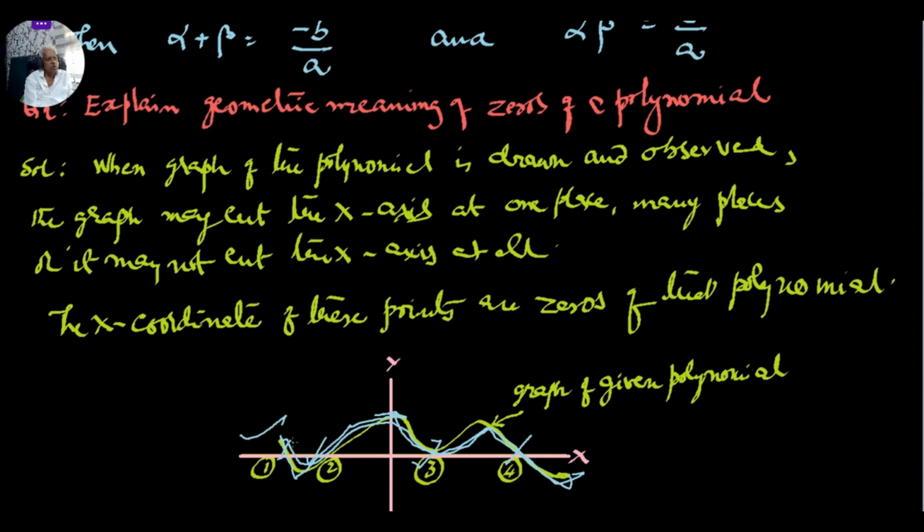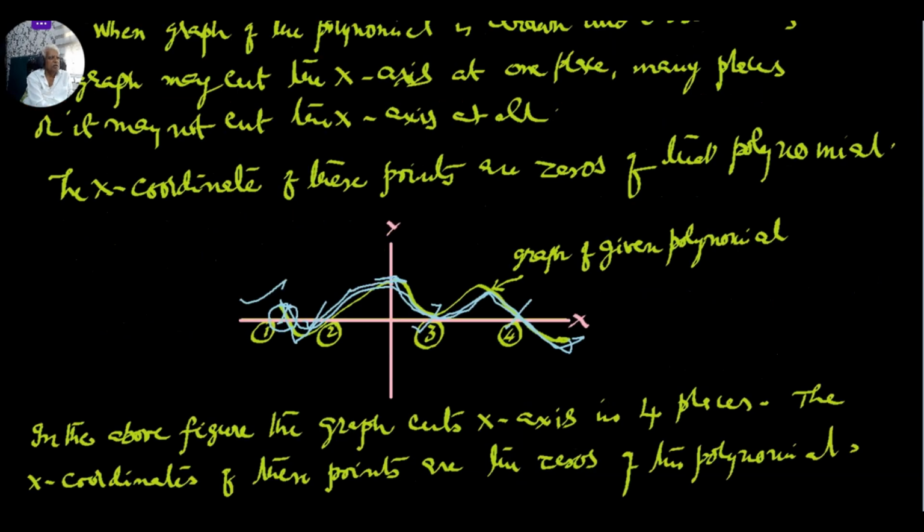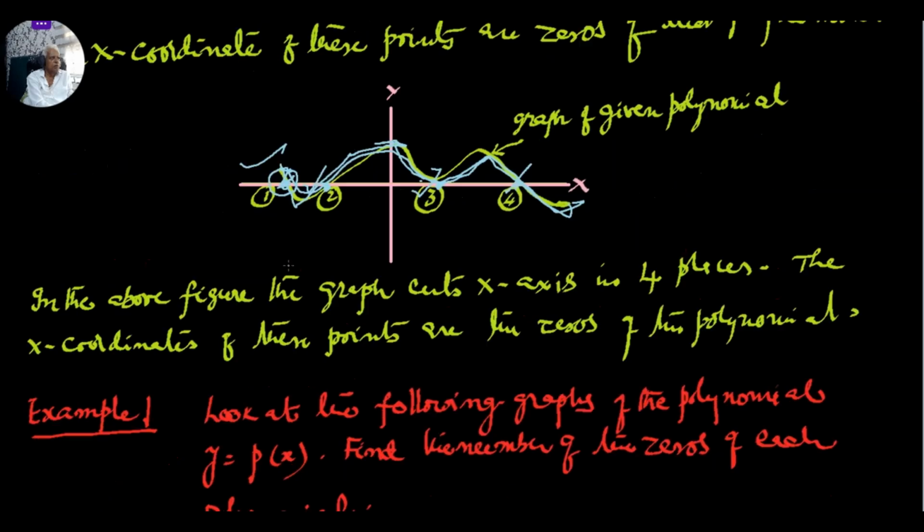The x-coordinates of these points are called zeros. What's the difference? Here, y-coordinate is 0. Here, y-coordinate is 0. Here, y-coordinate 0. Here, y-coordinate 0. So, therefore, the x-coordinates of these 4 points are the zeros of the polynomial. What is the polynomial? You can see the polynomial in the shape of a graph. P of x polynomial.